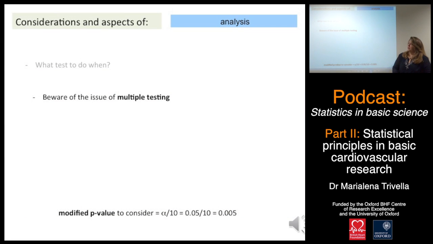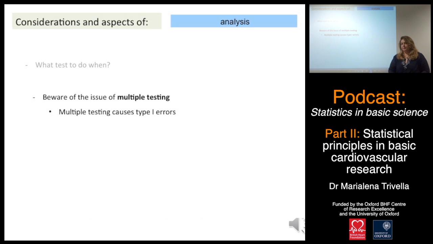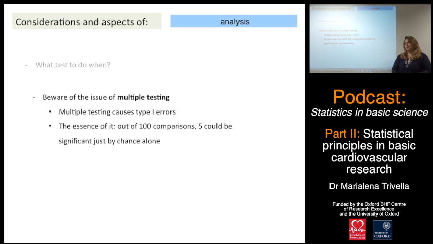Multiple testing, as it is known, is a serious problem that occurs much more often than we like. And we need to be aware how this might affect our results, as it actually causes type 1 errors. The essence of the problem is that if you beat the data long enough, it will confess. In other words, if, for example, we do 100 comparisons on the same data set, 5 could be significant just by chance alone. Put simply, the probability of identifying at least one significant result due to chance increases as more hypotheses are tested.